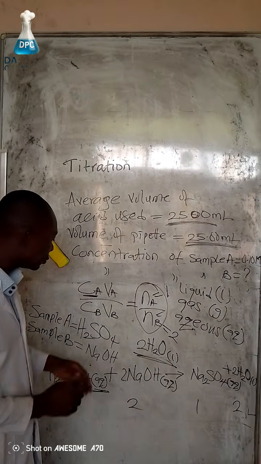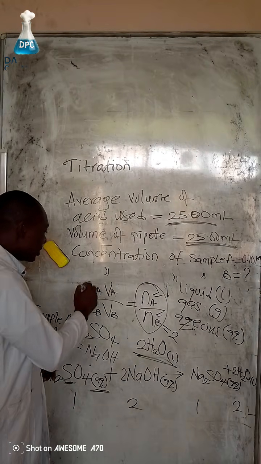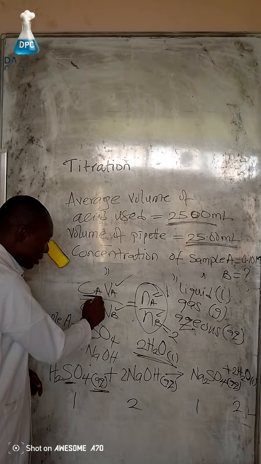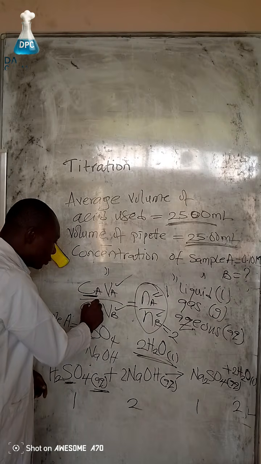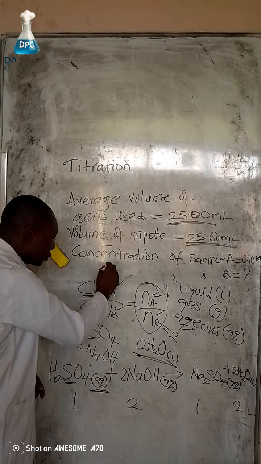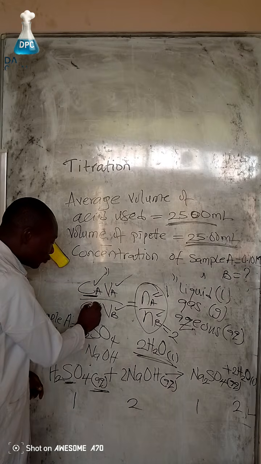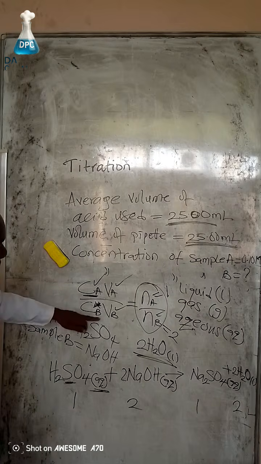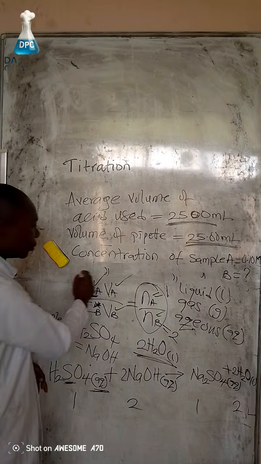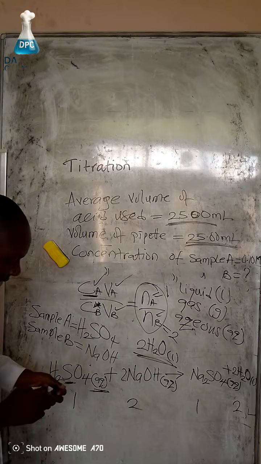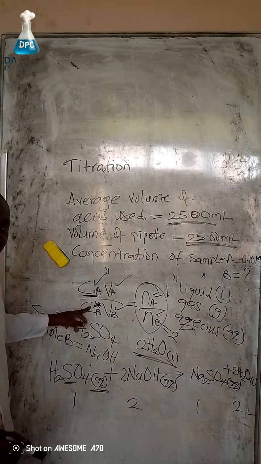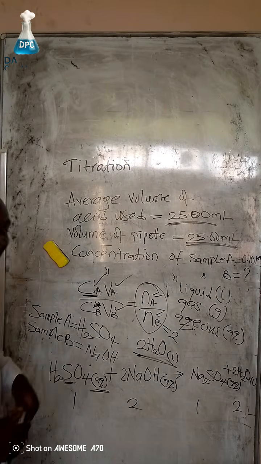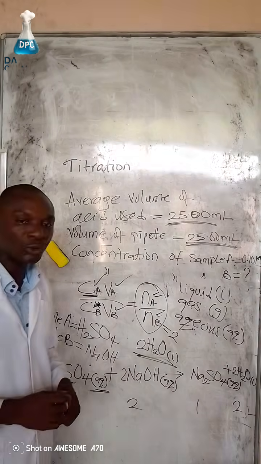What we're expected to do: we know this, we also know this, and this is what we don't know. The molar concentration of B is what we don't know, which is indicated here earlier. So we'll now make CB the subject of the formula, then work out and determine the concentration of the unknown.